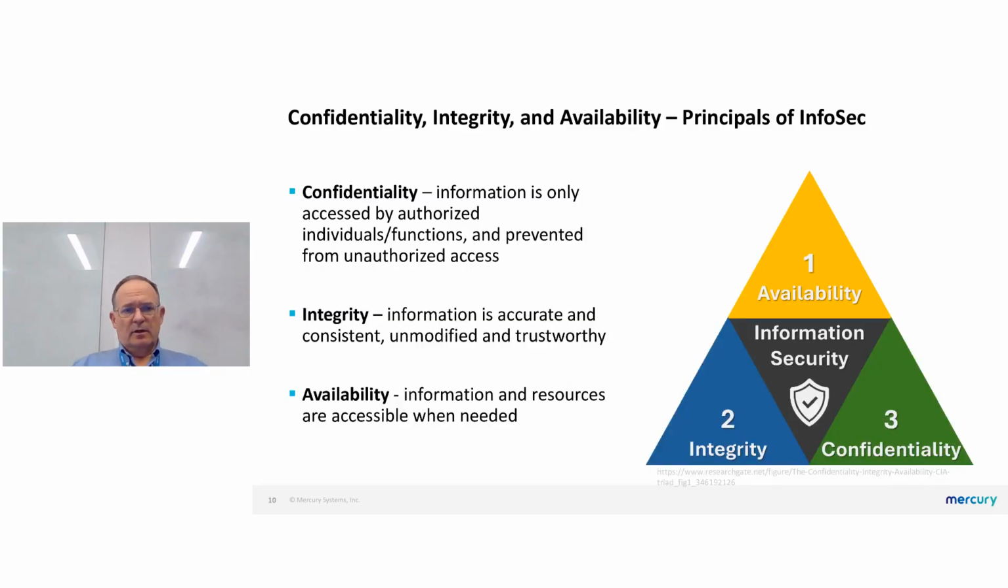So I want to talk a little bit more about confidentiality, integrity, and availability. These are really the principles of information security, and they each mean different things. So confidentiality is really about restricting information so it's only accessed by authorized individuals or functions, and especially in embedded compute systems, when we talk about authorized entities, functions may be that rather than people, and prevention of unauthorized access to data.